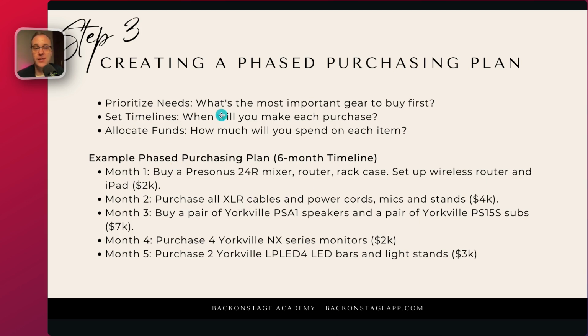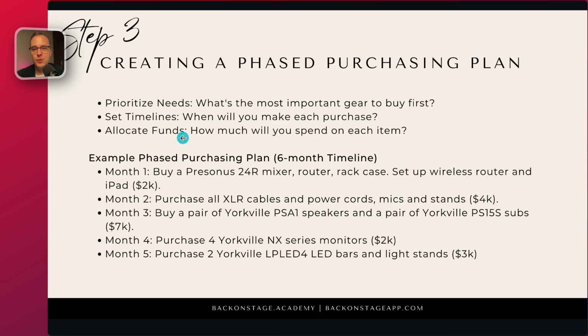And set some timelines. When will you make each of these purchases? And tag that along with allocating the funds. How much will you spend on each item over your timelines? Like I said earlier, if you're comfortable with a budget of spending $1,500 a month, you can have all this equipment within a year. If you've got a lot more cash to burn and you can spend $10,000 in your first 2 months, no big deal, then you'll have all this stuff in a couple of months, and so on. Find something that's comfortable for you.